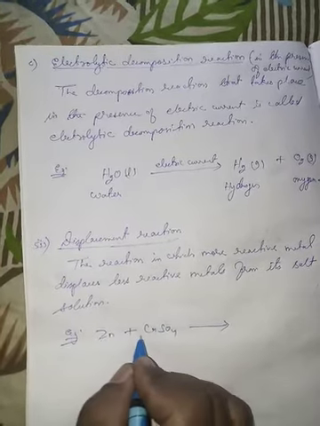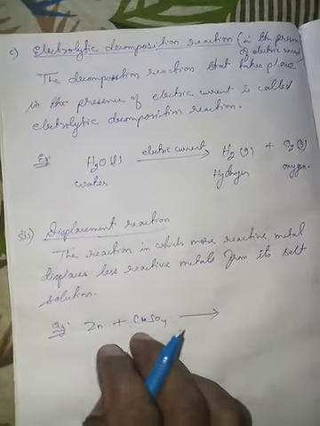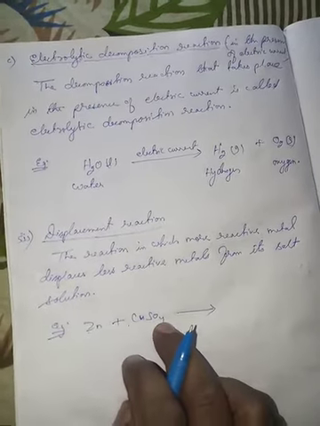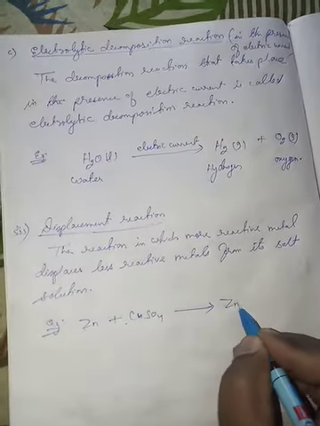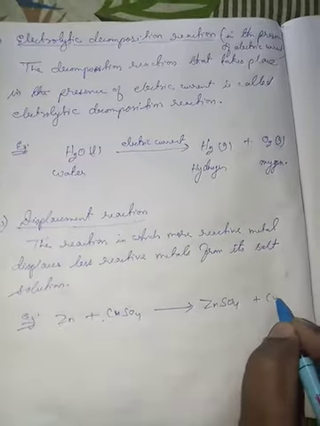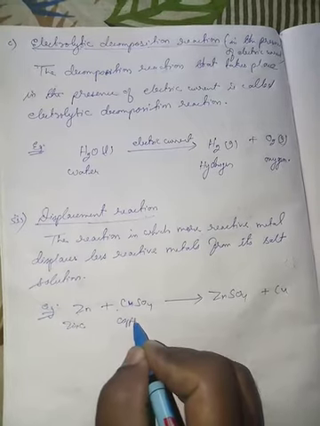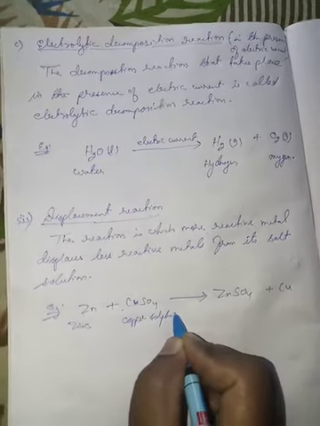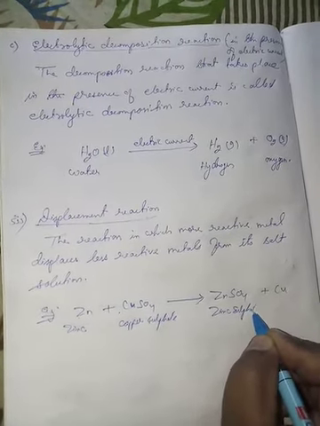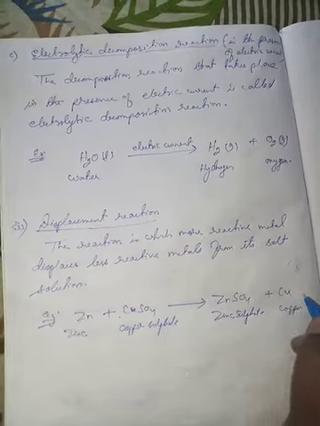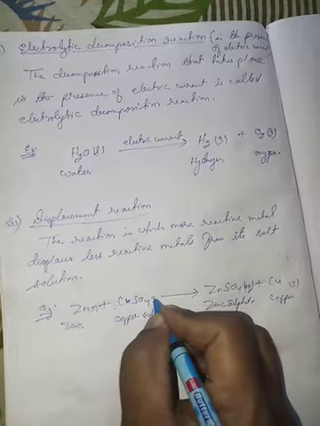Since zinc is more reactive than copper, you must have seen the reactivity series in class 8. Zinc is more reactive than copper, so zinc will displace copper from its solution. So it will form zinc sulfate and copper will be displaced. Zinc reacts with copper sulfate to form zinc sulfate and copper. Zinc is in solid state, copper sulfate is in aqueous state.